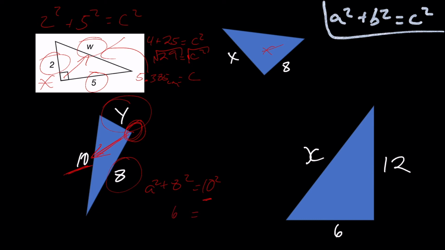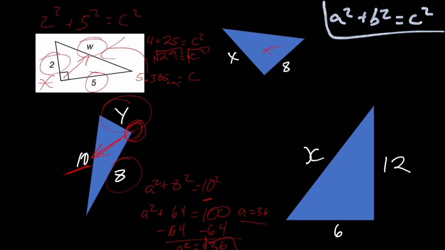All right, so this is 64, plus a squared, and then I have 100 here. I'm going to subtract 64, and then I'm going to end up with 36 equals a squared. I'm going to have to write this off to the side. I'm going to square root that, so a is equal to 6.